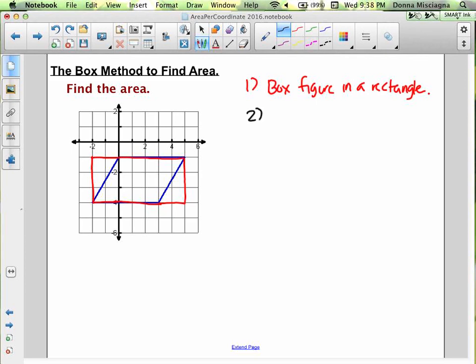So step 2, find the area of the rectangle. All right, so the length there, 1, 2, 3, 4, 5, 6, 7. 7 units along the bottom, and a height of 3 units. So our rectangle is just going to be 3 times 7, or 21.